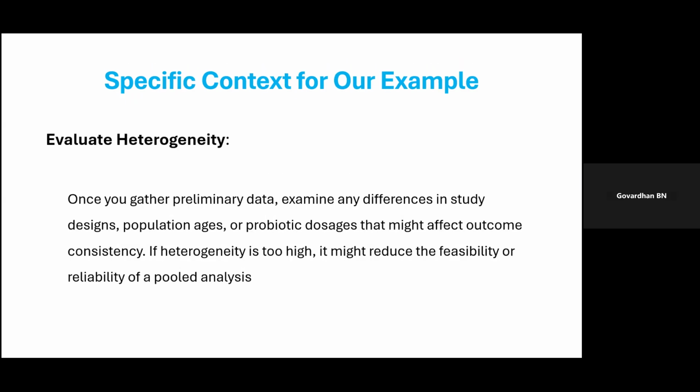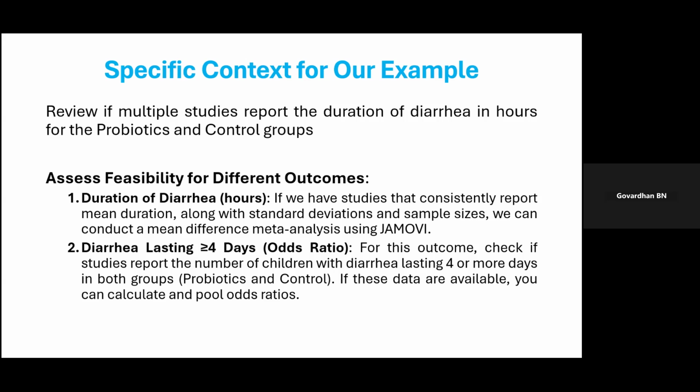Excuse me, ma'am. Yes, Dr. Govardhan. Regarding the previous slide, ma'am, you have taken two different variables for conducting meta-analysis: using mean duration and one more, diarrhea lasting for 4 days. Is it specific that the odds ratio should be done for this kind of intervals, or is it just taken as? I'm not getting that.